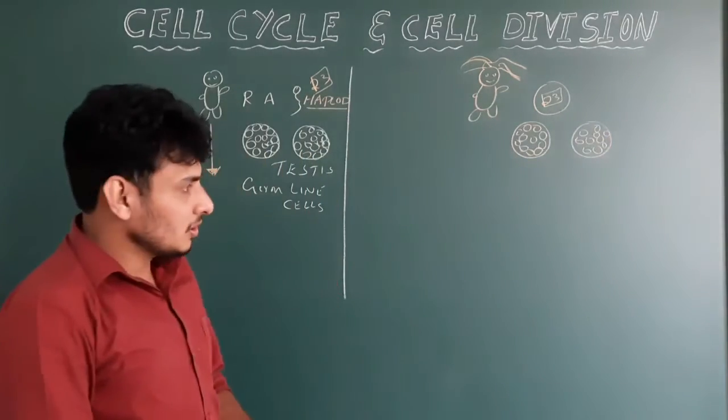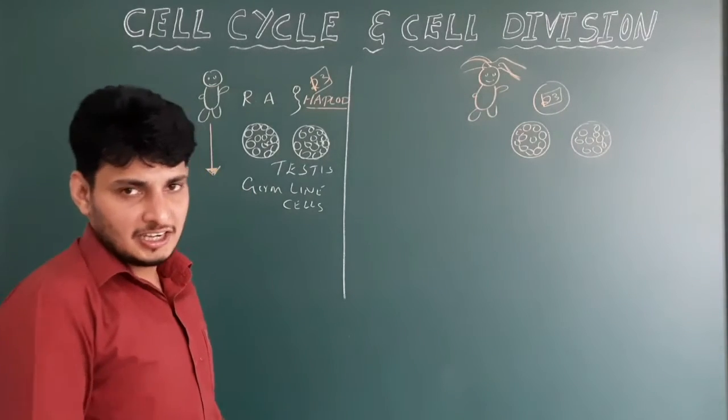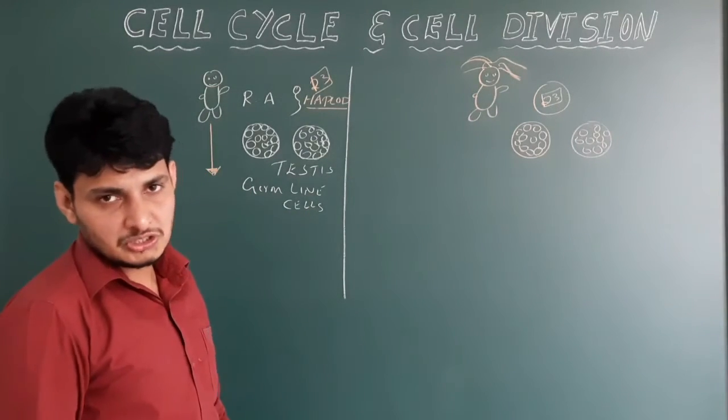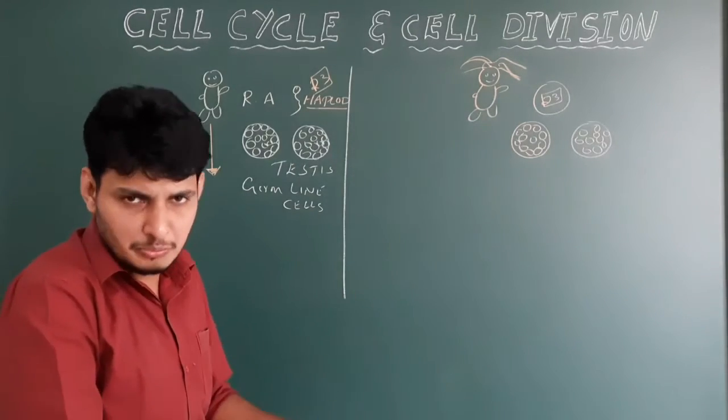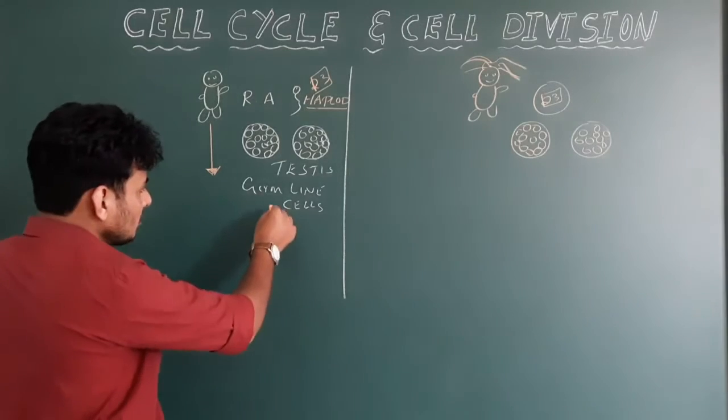But now let me not discuss in detail. In the second year PUC, we are going to study the human reproduction chapter. In that you will understand it in detail. We are concentrating only on mitosis and meiosis. Easy? Okay. So these germ-line cells.